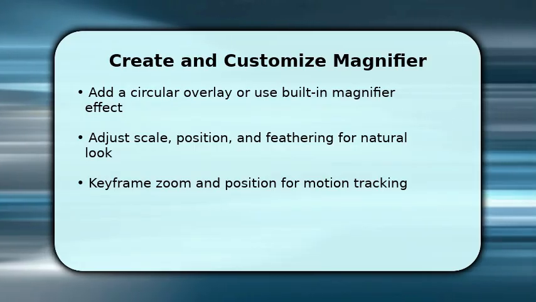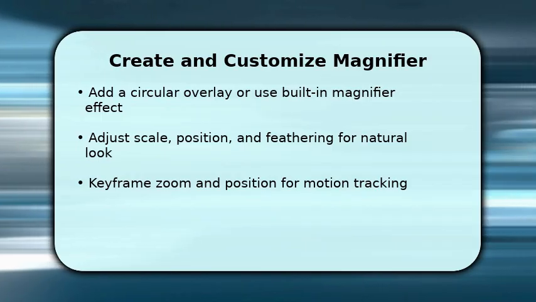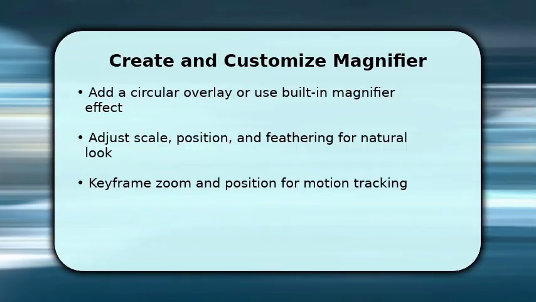Use keyframes on scale and position if the subject moves. Set the first keyframe, scrub ahead, then adjust and set another. CapCut interpolates smoothly. Also tweak border thickness and opacity to avoid covering details. If you need focus, slightly boost contrast.